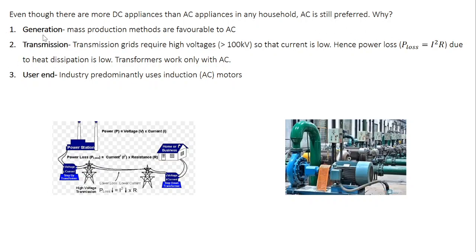First one is the generation. There are several methods for producing AC and DC, but if you look at the mass production of electricity, this is highly favorable towards AC. So if you look at our hydroelectric power stations or wind power station or thermal power station, what they all do in hydroelectric power, using kinetic energy of moving water, they rotate a turbine, and once the turbine rotates, it activates an alternator which produces AC electricity.